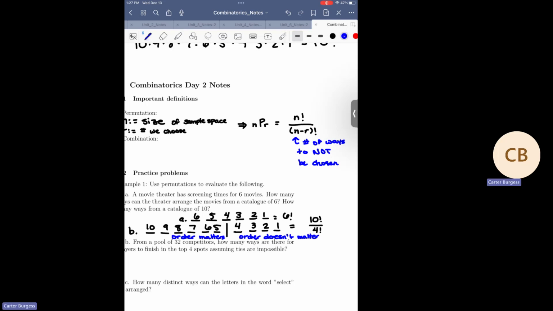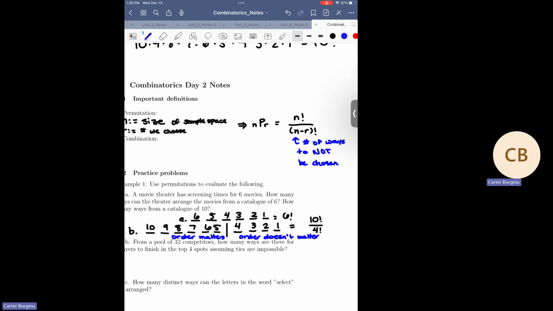N is just the size of the sample space. So notice that in this case, 10 would be the value of n. There are 10 different objects, in this case movies, that we are considering, and we want to know how many ways we can show 6 of those movies. So in this case, n would be 10 and r would be 6, and that would give us 10 factorial, the number of ways that we can assign a movie to something, dividing out the 4 factorial for the order of the last 4 that we actually don't care about at all. So we care about the order of the 6.